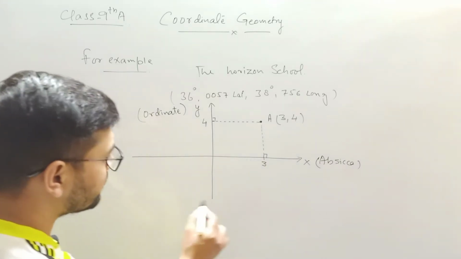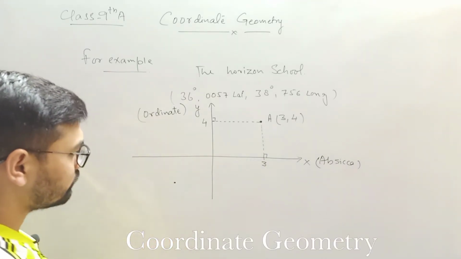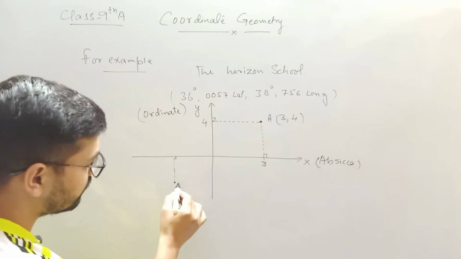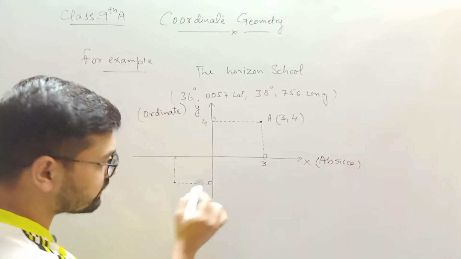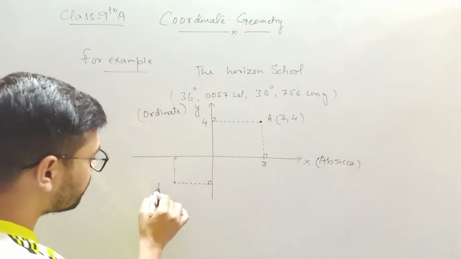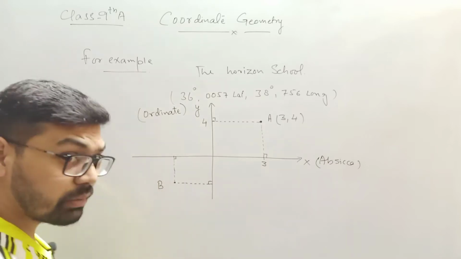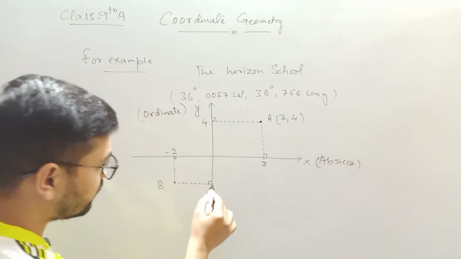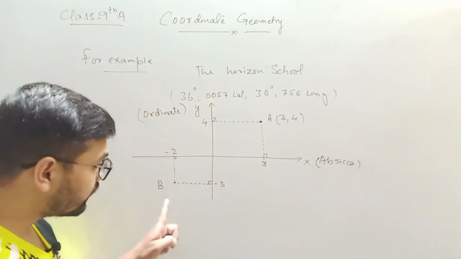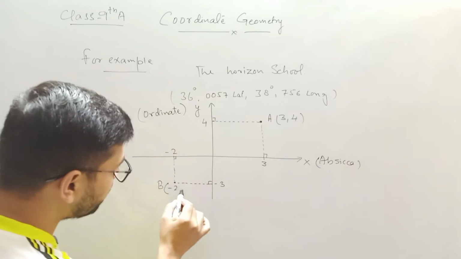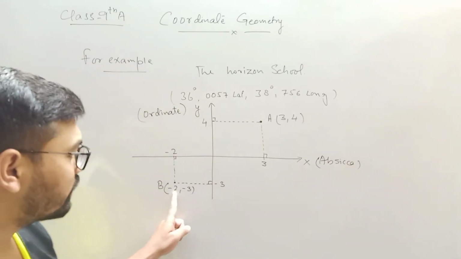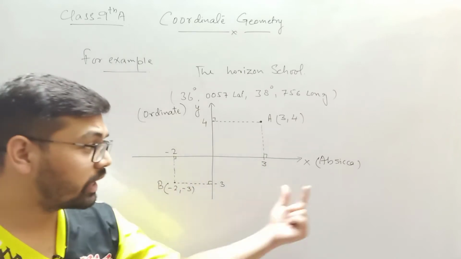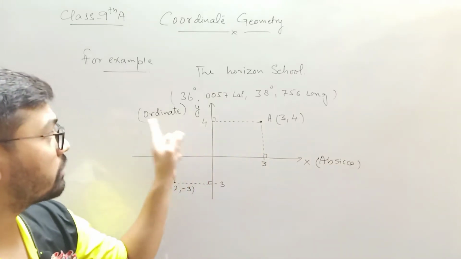Similarly, let's say I have one point here and suppose again I draw a perpendicular line on the negative x-axis and on the negative y-axis. Now suppose this point is B and the coordinates will be, let's say, -2 and -3. So the coordinate of point B will be -2, -3. First you need to write the x-axis coordinate, then the y-axis coordinate. Remember, the x-coordinate is also known as abscissa and the y-coordinate is also known as ordinate.